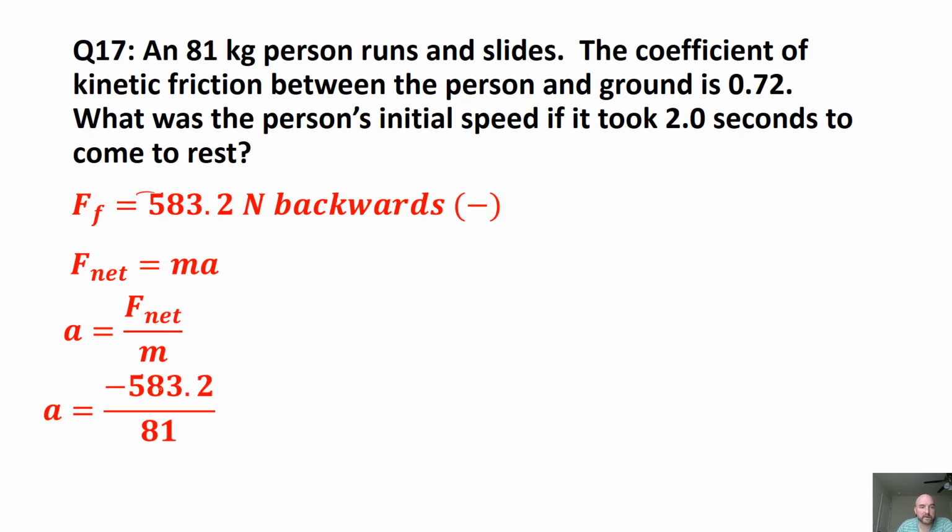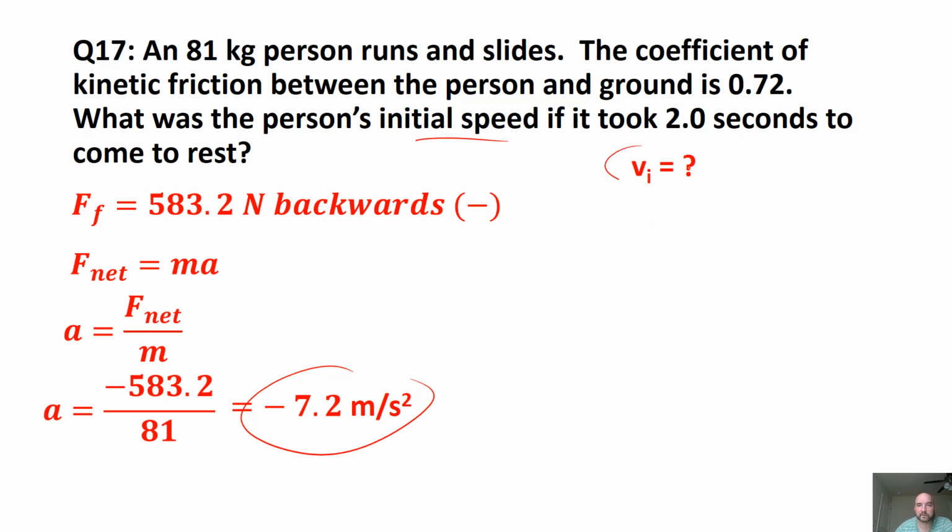So we have negative 583.2 divided by the 81 mass. Once again, we're using mass, not weight or normal force, down here. And we plug that in, we get an acceleration of negative 7.2 meters per second squared. So now we're going to take that to the next step.